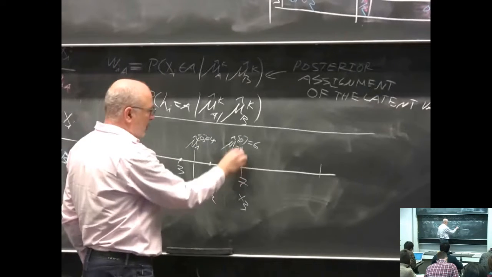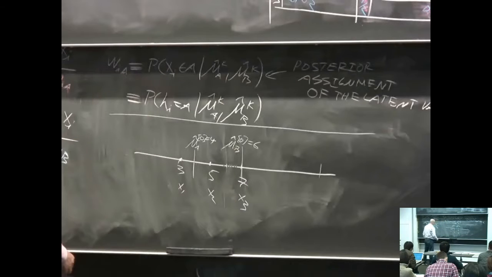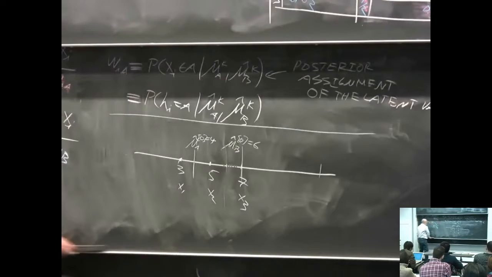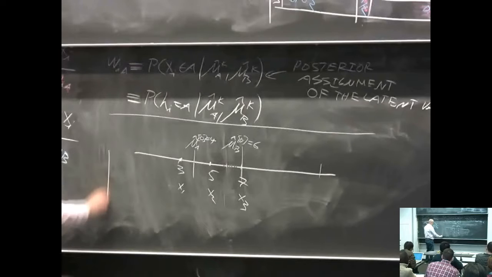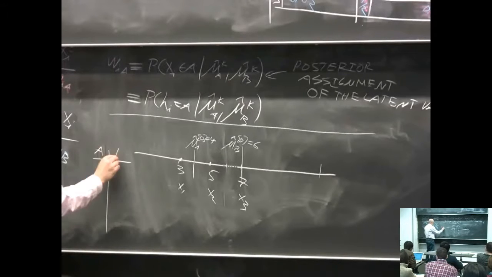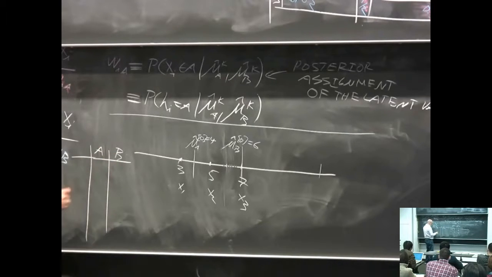So let's say mu b is 7. And let's see how these different points are attributed to A and B. So we have A and B, and A is red, and B is blue. And here we have the xi's.